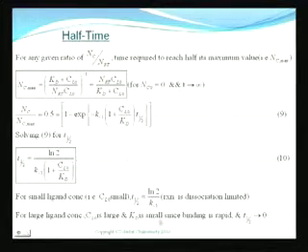If CL naught is very large and KD is very small, then this term is very high, and then T half will go to 0, which means that within a very short period of time, half of Nc max would be reached. But that, remember, has to do with not just CL naught being very large, but also KD being very small.